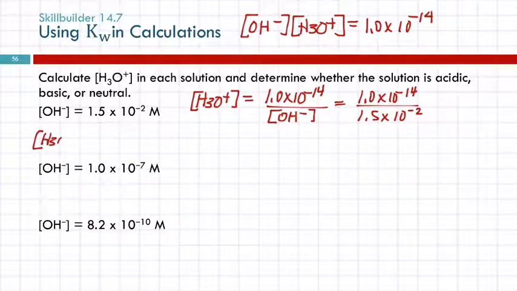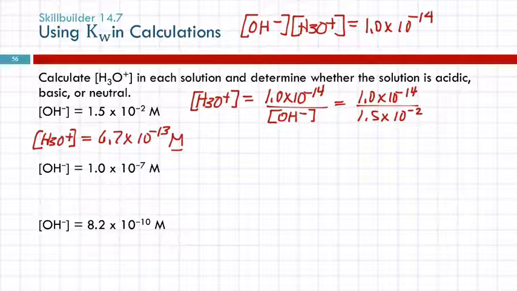Hydronium ion equals 6.7 times 10 to the minus 13 molar. Questions?